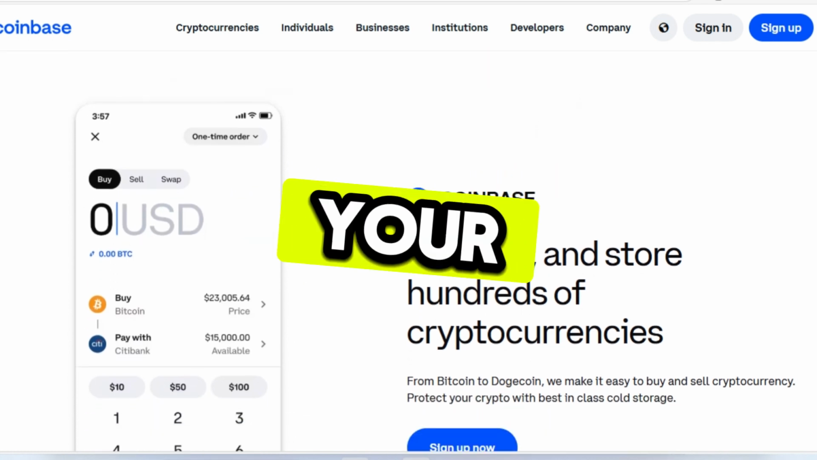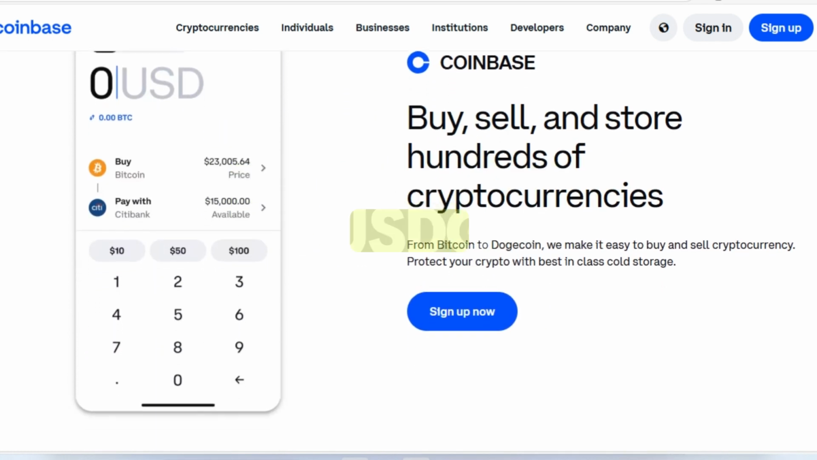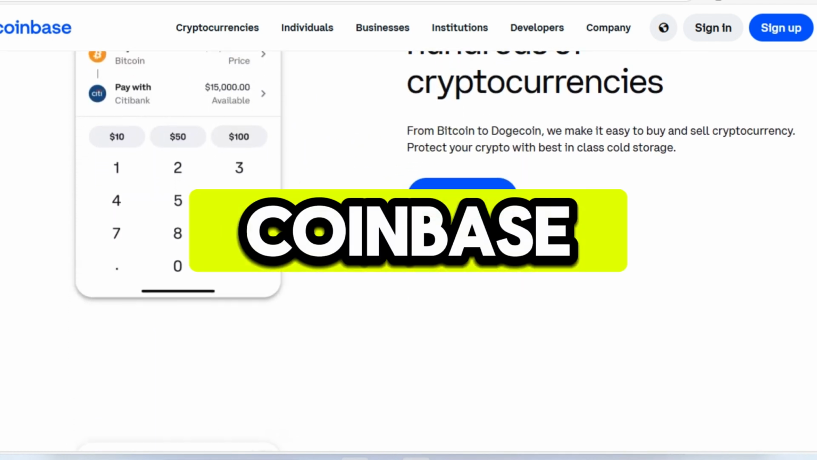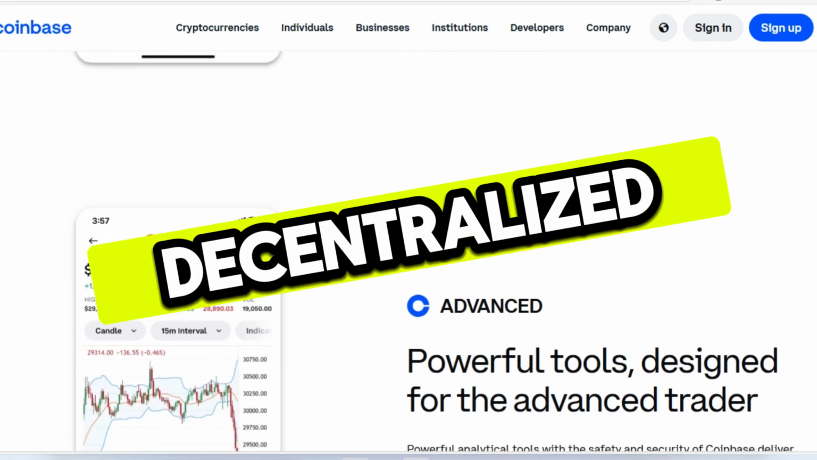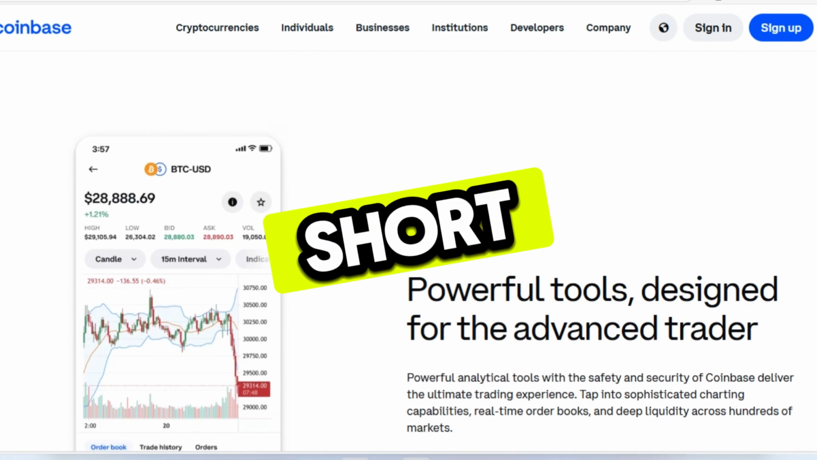Step 4. Fund your Coinbase Wallet. Transfer crypto like USDC or ETH from your main Coinbase account to Coinbase Wallet. Then use that wallet to connect to a decentralized exchange that offers short trading.